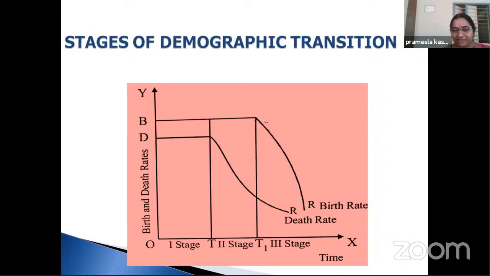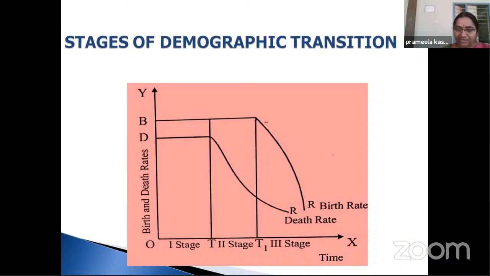Next, between T and T1, there is the second stage, where the birth rate remains almost constant and the death rate declines rapidly. So there is a high decline in death rates while birth rates remain almost stagnant. In the second stage, we can find the population explosion. Next, beyond T1, we find the third stage, where both birth and death rates decline. The birth rate declines rapidly and death rates also decline, which leads to the population remaining almost constant or increasing at a low rate. So these are the three stages in demographic transition theory.